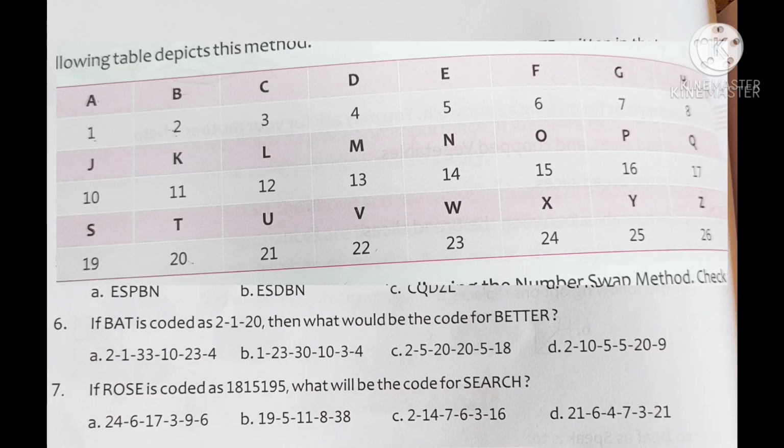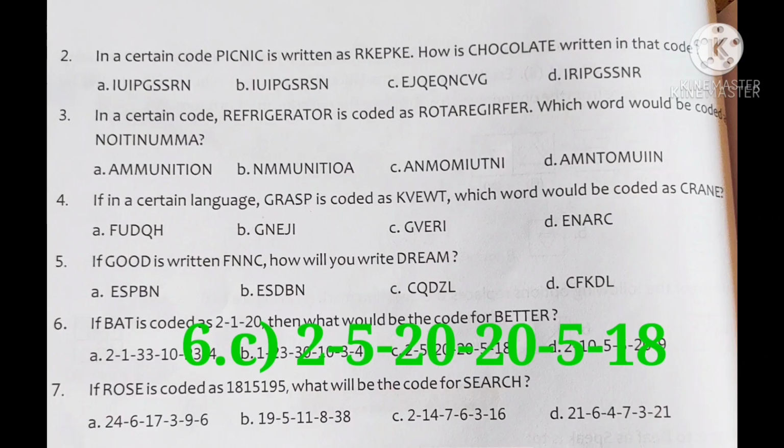So we swap the corresponding letters with the numbers assigned to them. So we'll get number 1 for A, 2 for B. Likewise, we'll get all the numbers from A to Z. And by following the same rule for the word better, we will get the code in the form of option C, 2, 5, 20, 20, 5, 18. So option C is the correct answer.